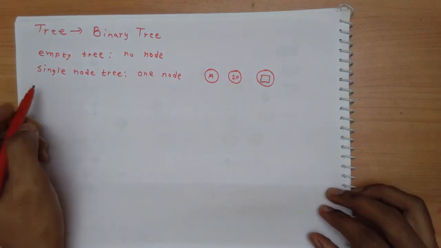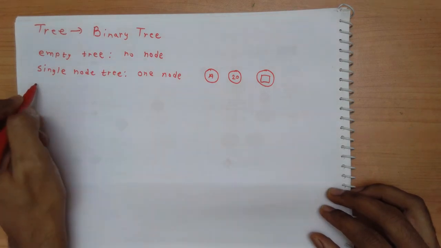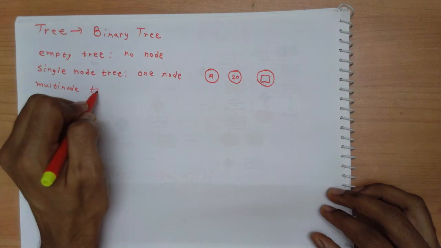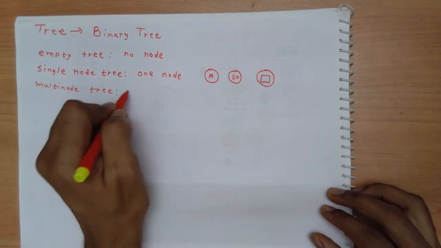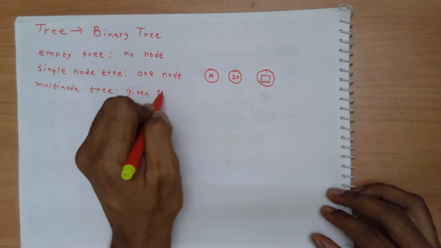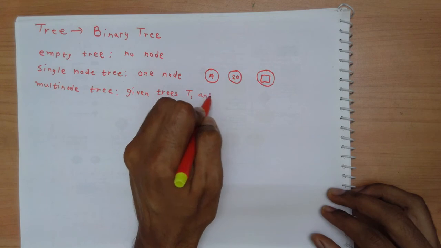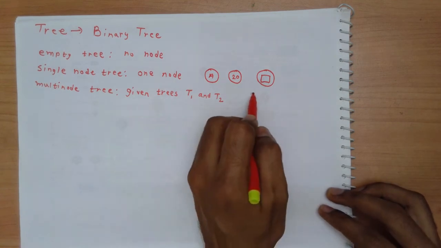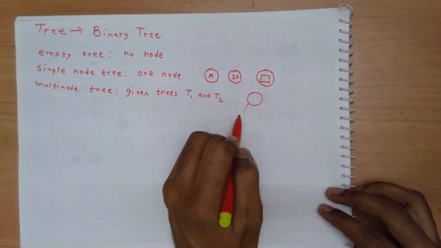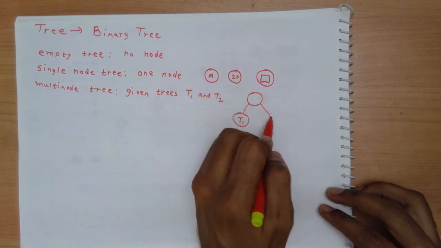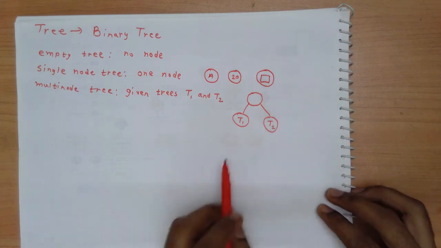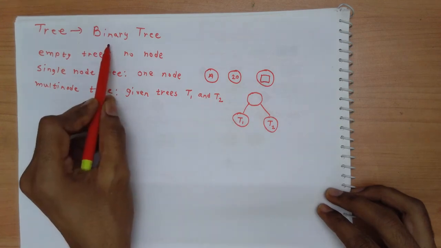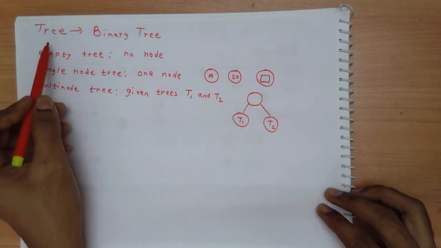And then I can define a tree with multiple nodes. What I will require is, given trees T1 and T2, I can create a new tree by inserting a new node such that T1 is a child and T2 is also a child of this node. And when I keep the restriction that I can have at most 2 children, I have a binary tree. When I remove this restriction and I can have any number of children, then I get a general tree.